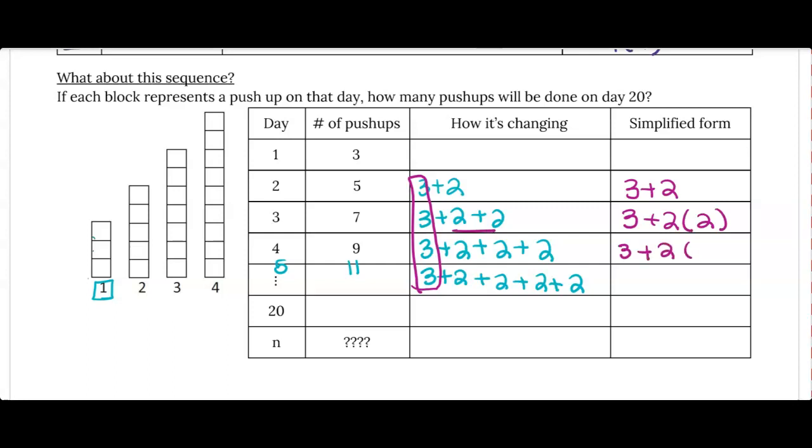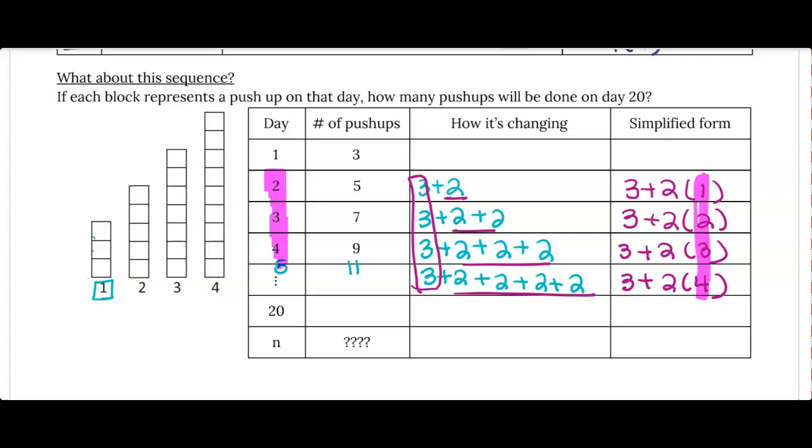3 plus 2 times 3. That's 3 times. 3 plus 2 times 4. So that's 4 times. This was only 1 time. So 3 plus 2 times 1. But now I'm seeing that my numbers here are not the same as my numbers here. They're 1 off. The number in the parentheses refers to the previous term.